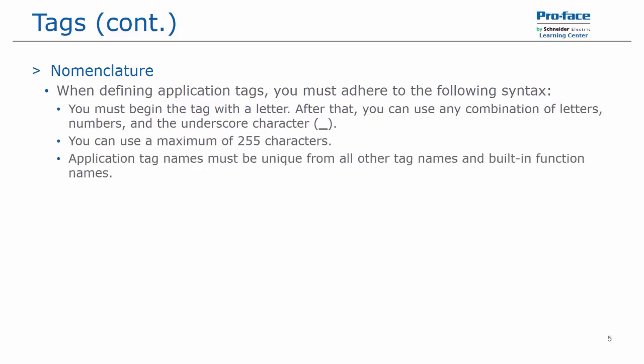And application tag names must be unique from all other tag names, meaning system tags, and built-in function names. But tag names are not case sensitive. Unlike in GP Pro EX, where if you make a symbol variable uppercase, and then you decide you just want to capitalize the first letter, that is a different tag based on case. In Blue Open Studio, I could make my tag all caps in the tags database, and then on a screen object, I could enter in that tag all lowercase, and it will link to the same tag because it's going by the text, not the case.